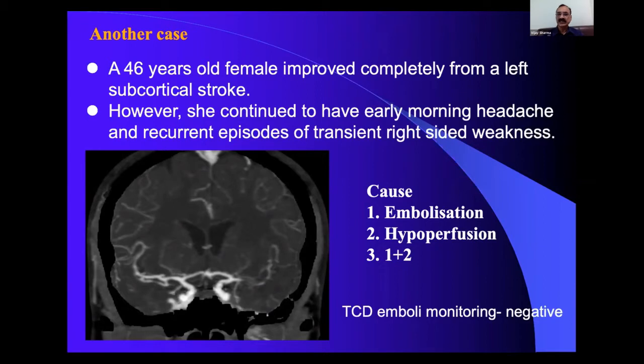She has changed her diurnal rhythm. She is very lethargic, tired in the morning, and she does not have an OSA. Her sleep is good, but she is having these episodes. So again, we are looking at, is it again embolization happening like the previous patient?